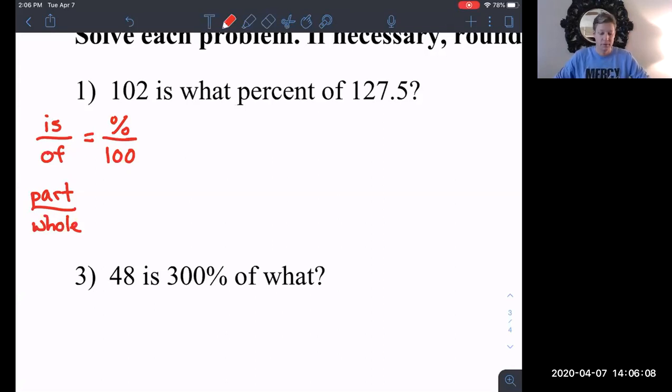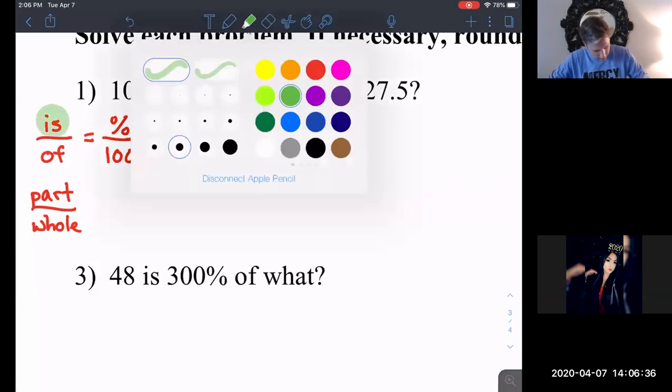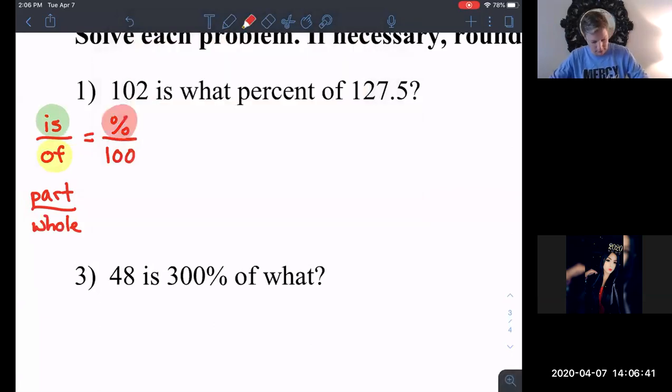All right. So, Jackie, we're going over number 1 right now, and I'm helping Natalie with how to set up these. Okay. So what I was saying is we got the is number, the of number, the percent number, and 100. Those are always going to be the 4 pieces of our proportion that we're setting up. Okay. So let's use green. I'm always going to use green for is. I use yellow for of, and I'll use red for the percent. Or you know what? Let's do blue because I'm already writing in red.